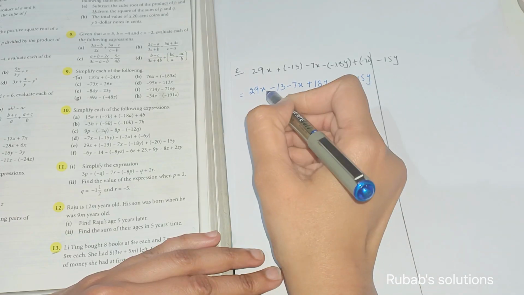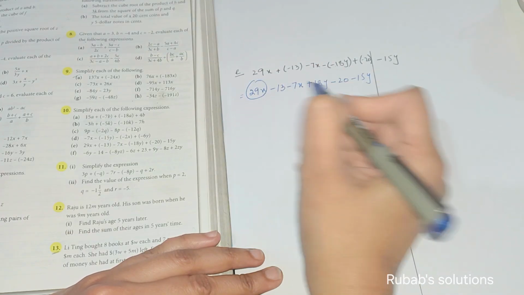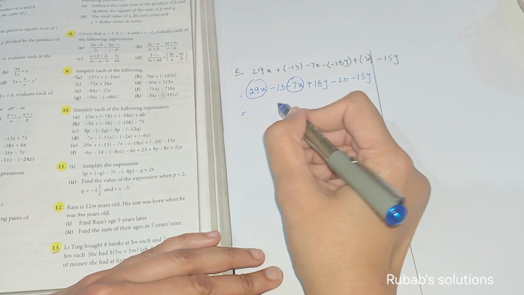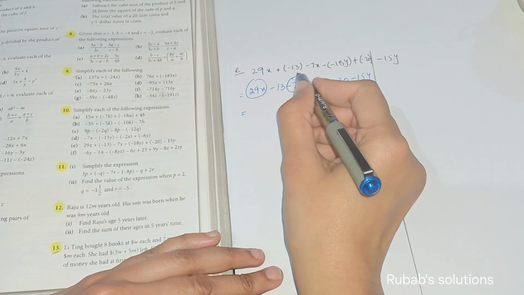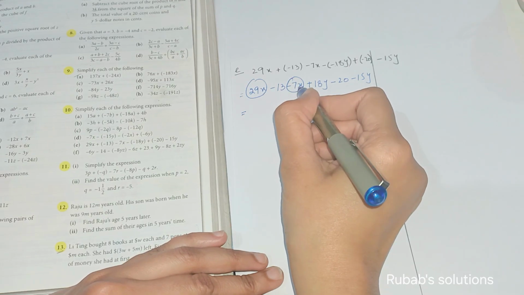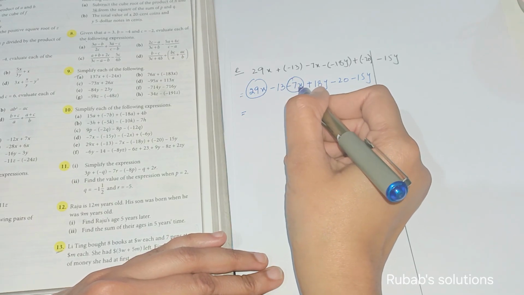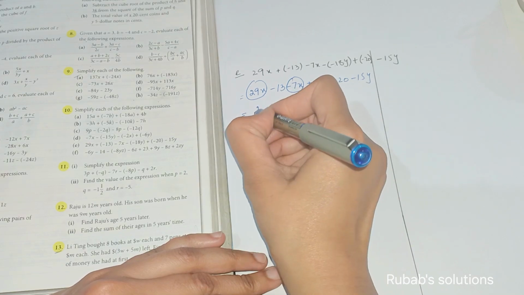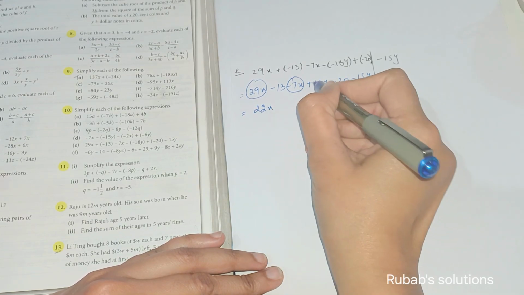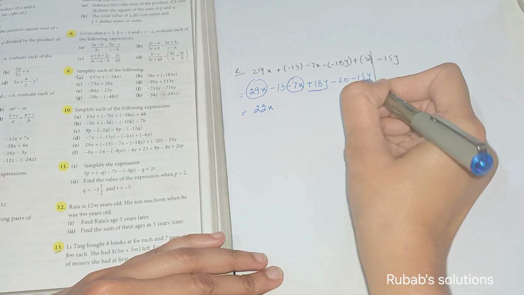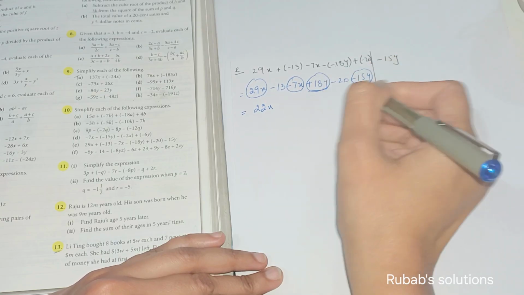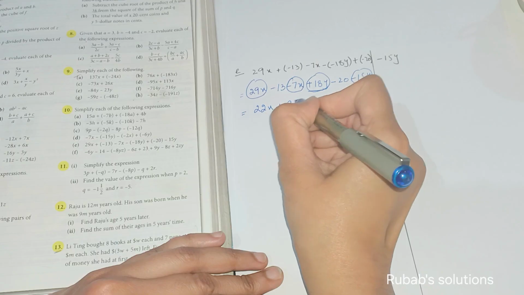Now we will see about the like terms, x: 29x and the other one is minus 7x. Whenever you are circling the number, remember that you have to take the sign with it, and the sign of the term is the sign that is before that term. 29 minus 7, the answer is 22x. Next one is 18y and the other one is minus 15y. So 18 minus 15, the answer is plus 3y.